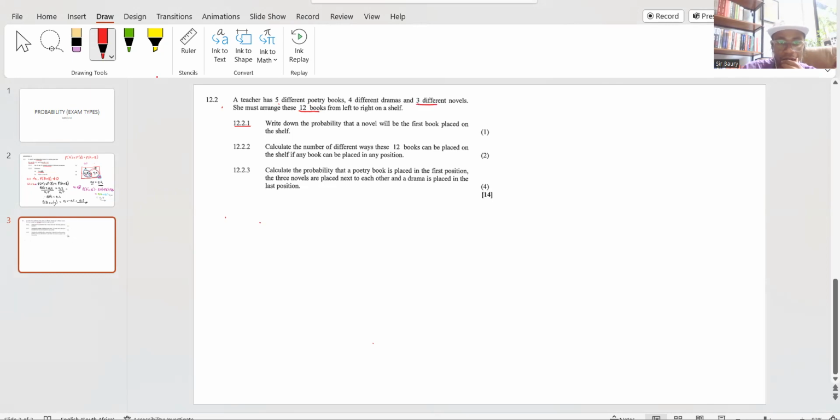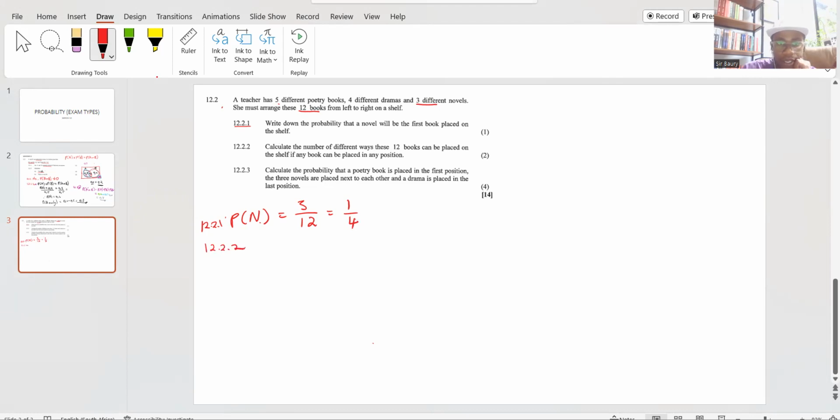Novels, we have 3 different novels. So the probability of getting a novel will be equal to the total number of novel books over the total number of the books. This gives us 1/4.